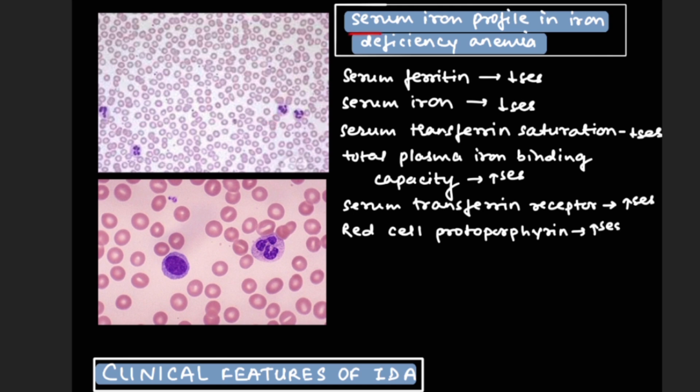Now there are some serum iron profiles in iron deficiency anemia. Serum ferritin, serum iron and serum transferrin will all get decreased, and the total plasma iron binding capacity will get increased. As we know, in the case of anemia the cells will require more and more iron, so whenever we take in iron, they will grasp it. So the plasma iron binding capacity is increased. Then the serum transferrin receptor is also increased, and red cell protoporphyrin is also increased.